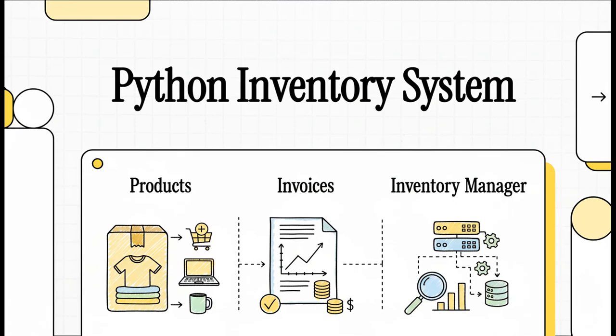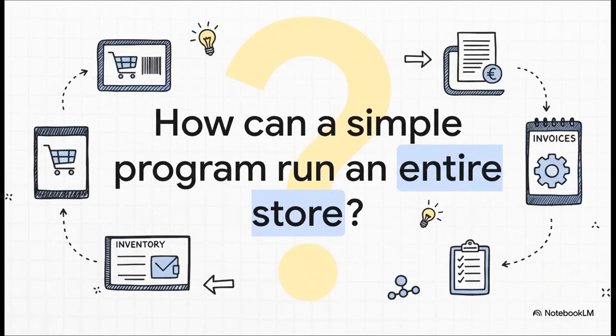Ever wondered how a simple Python script can somehow manage an entire store's worth of stuff? Well, today we're going to tear one of those scripts down and see exactly how it works, piece by piece. I mean, really think about it for a second. How does a single program keep track of every single item, handle sales, update the stock levels, and not miss a single beat? It seems super complex on the surface, but the logic underneath it all is actually surprisingly simple.